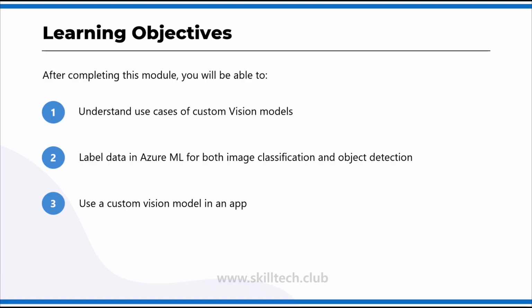Then we are going to label data in Azure Machine Learning for both image classification and object detection. We'll see practically how we can provide multiple images and how we can do image classification and object detection with that. And then we are going to use custom vision model in our application by deploying that model.